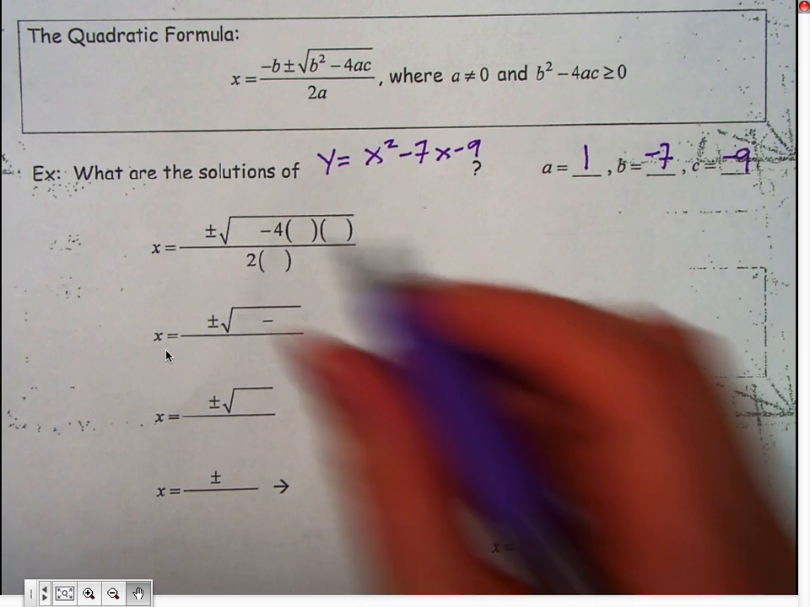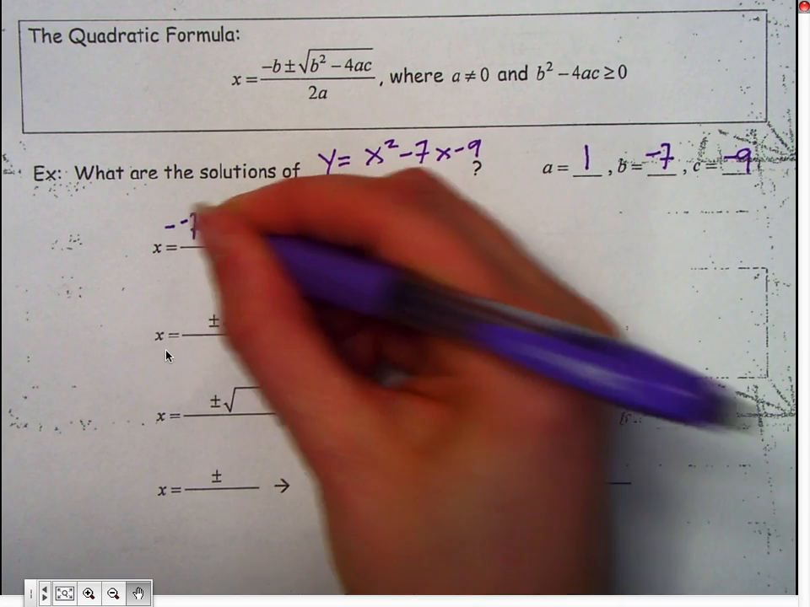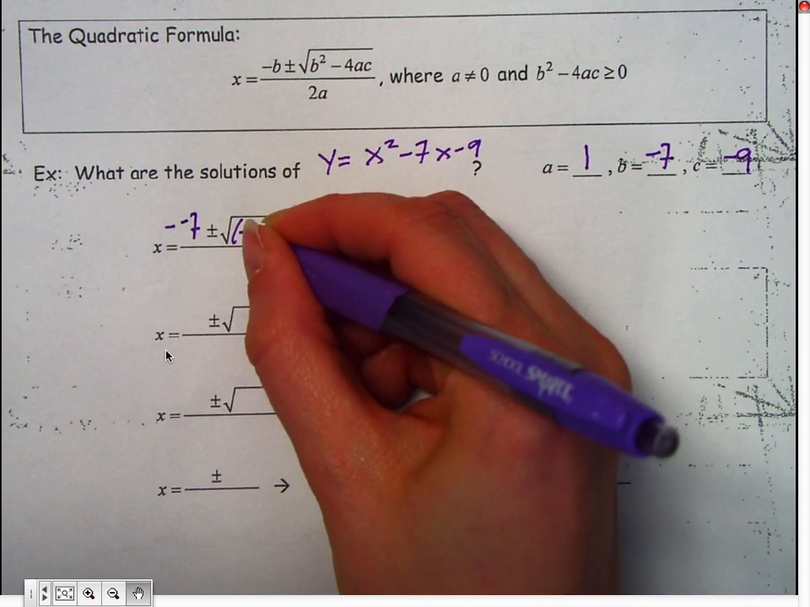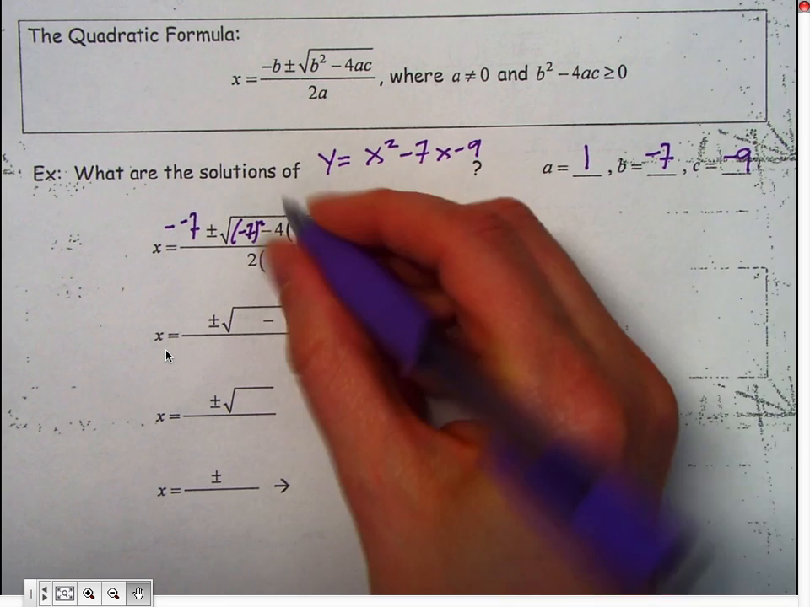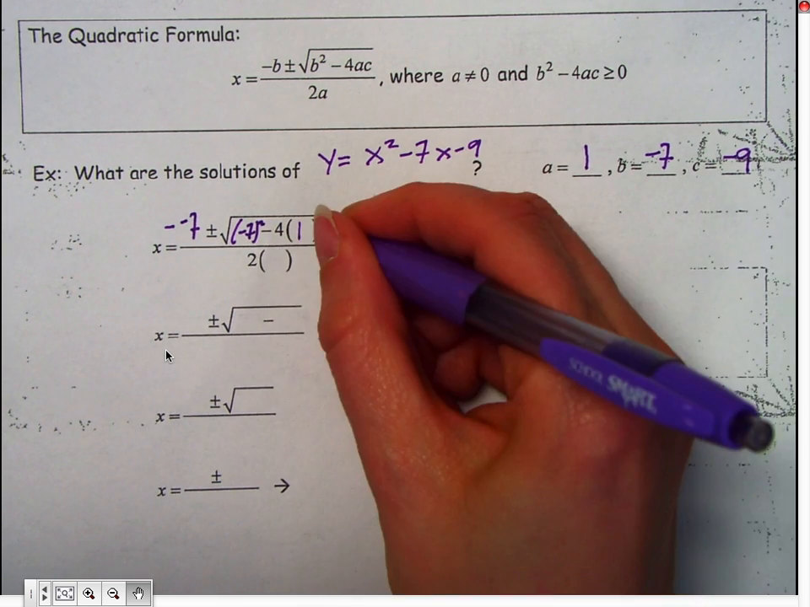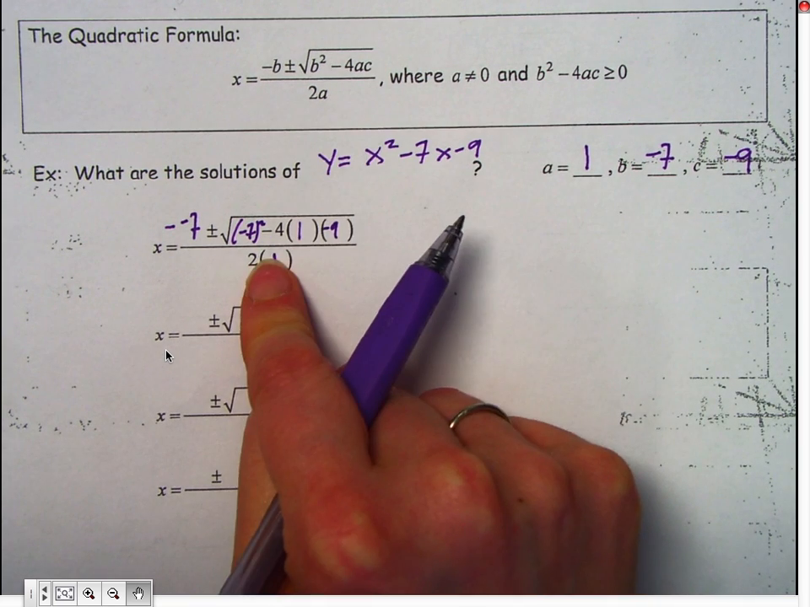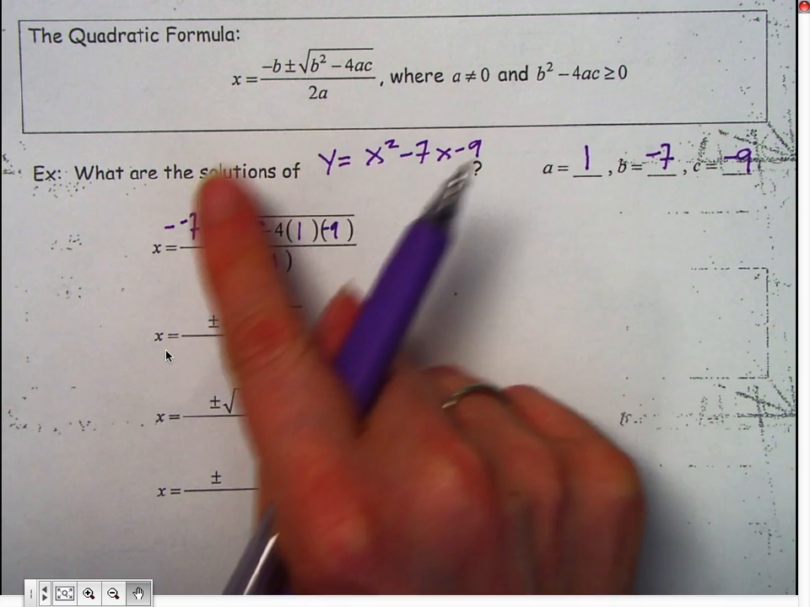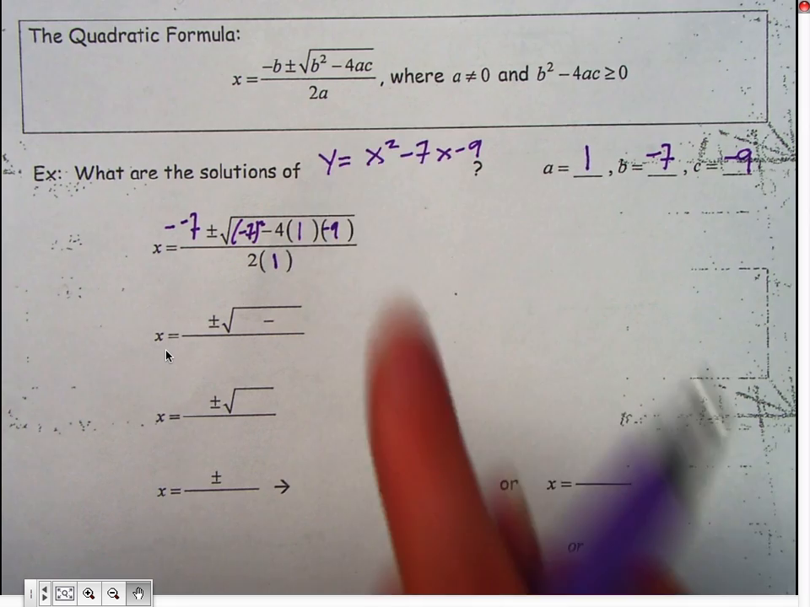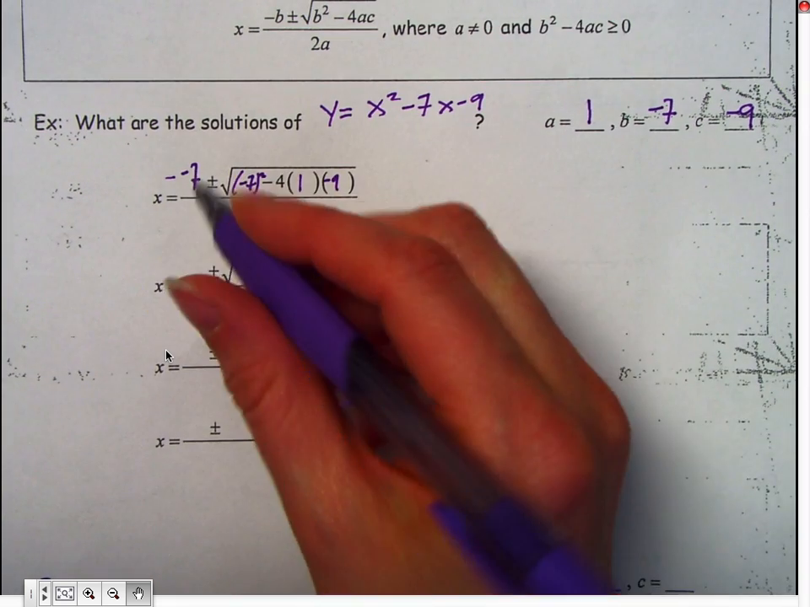So we've got negative b, so that's minus a negative 7, plus or minus negative 7 squared, minus 4 times 1 times negative 9 all over 2 times 1. Wherever there was an a, I put 1. Wherever there was a b, I put negative 7, and whenever there was a c, I put negative 9. Now I'm just going to simplify a little bit.